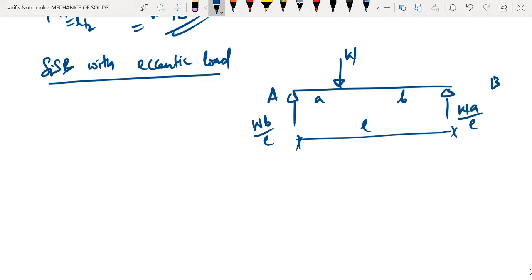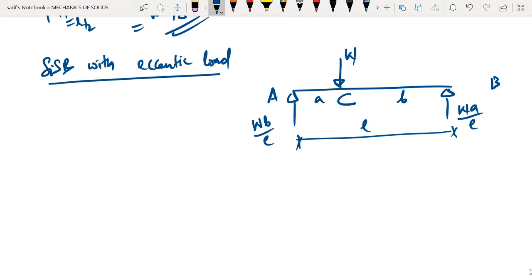This is from basic mechanics. If you don't know, you can remember it from now. You can do the calculations and see them for yourself. Now, having done this, the next thing we have to do is, if we want to draw the bending moment and shear force, first we want to identify regions which are having uniform loading.